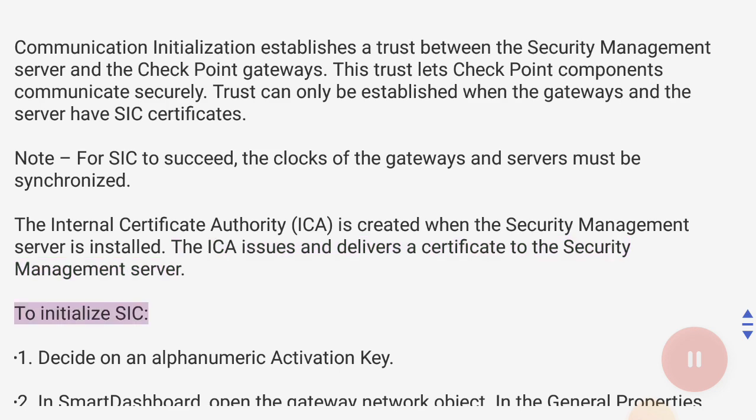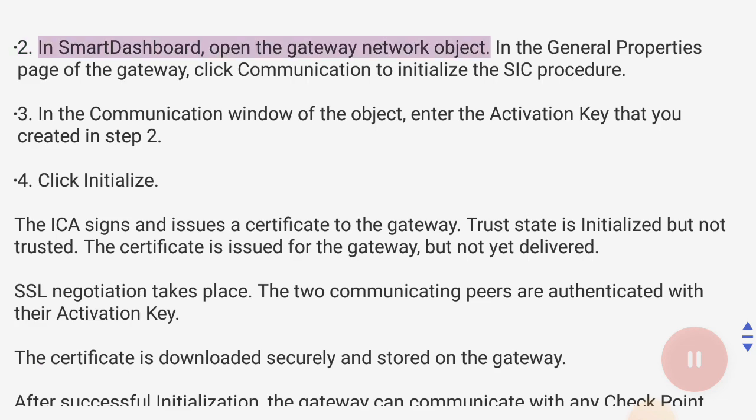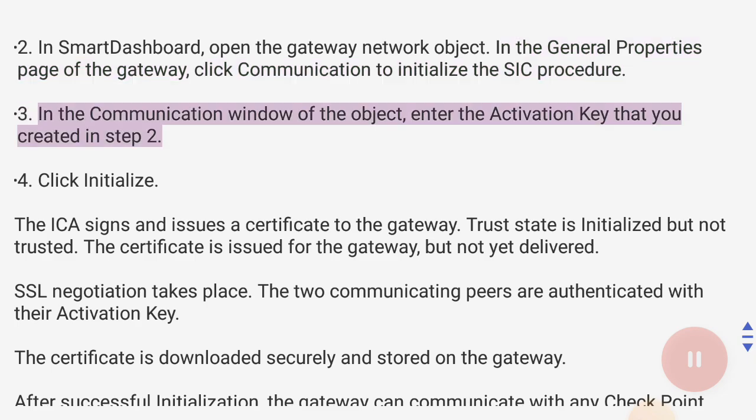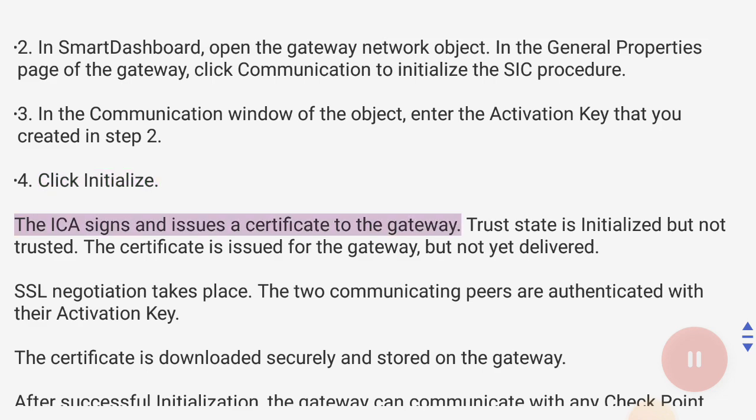To initialize SIC. 1. Decide on an alphanumeric activation key. 2. In SmartDashboard, open the Gateway Network object. In the General Properties page of the gateway, click Communication to initialize the SIC procedure. 3. In the Communication window of the object, enter the activation key that you created in Step 2. 4. Click Initialize. The ICA signs and issues a certificate to the gateway. Trust state is initialized but not trusted. The certificate is issued for the gateway, but not yet delivered.